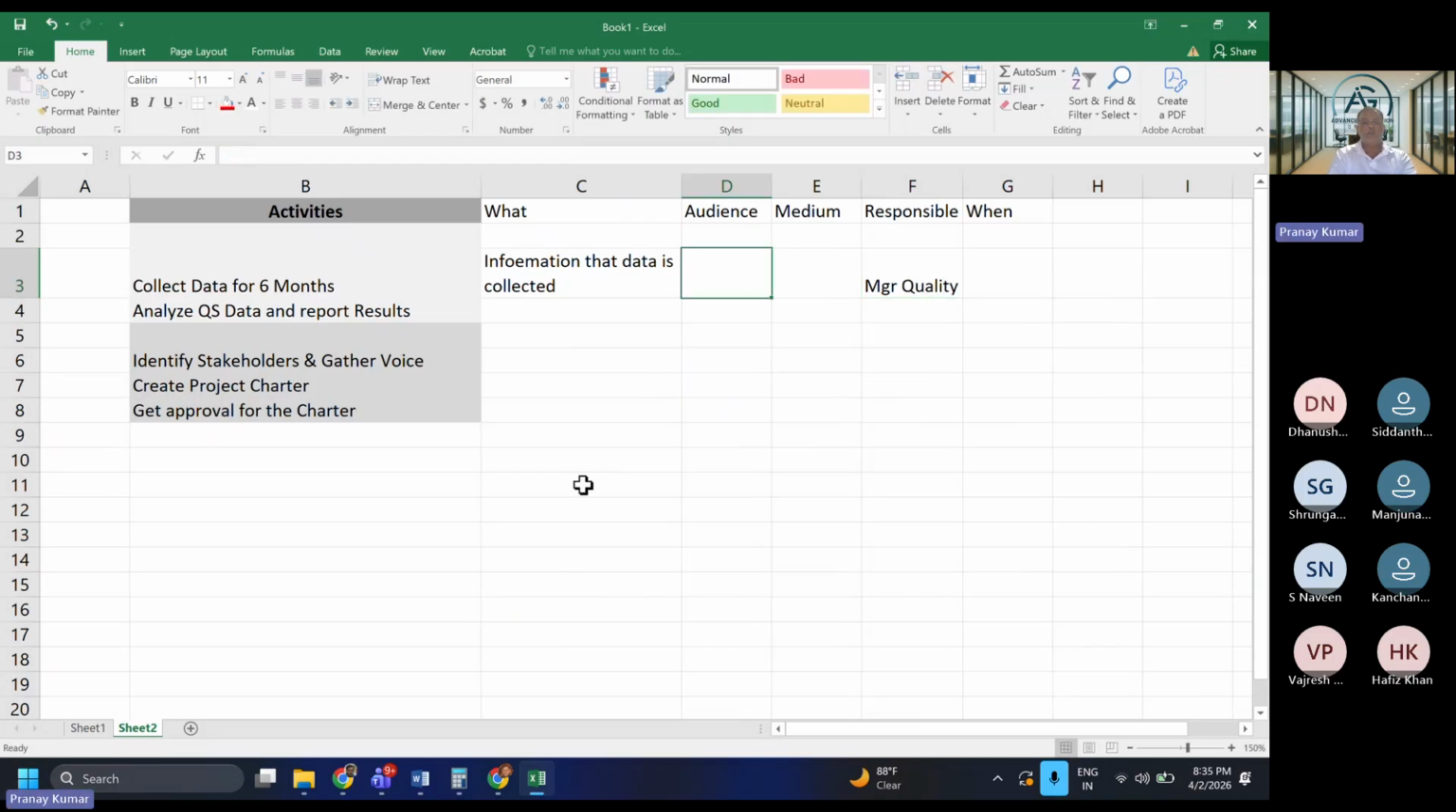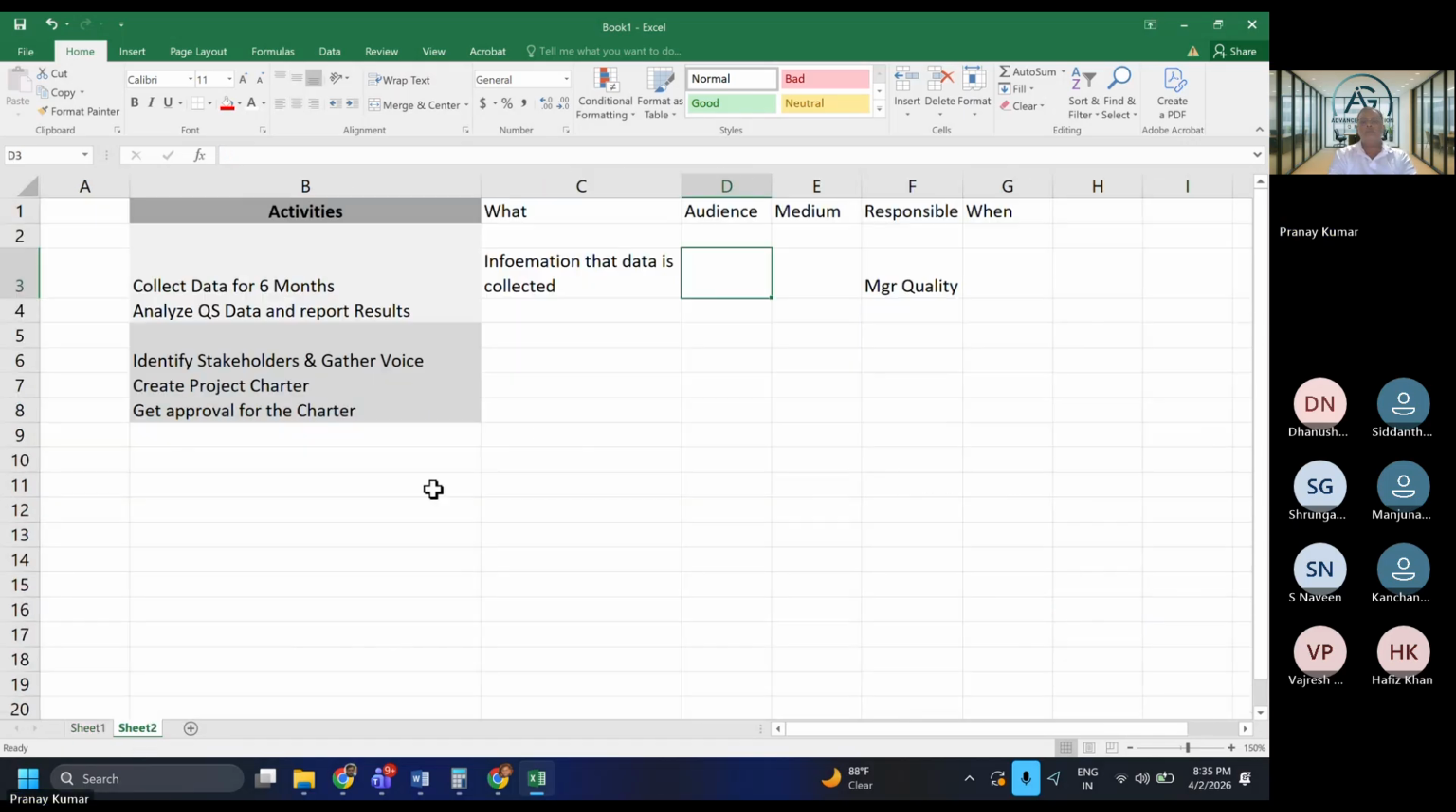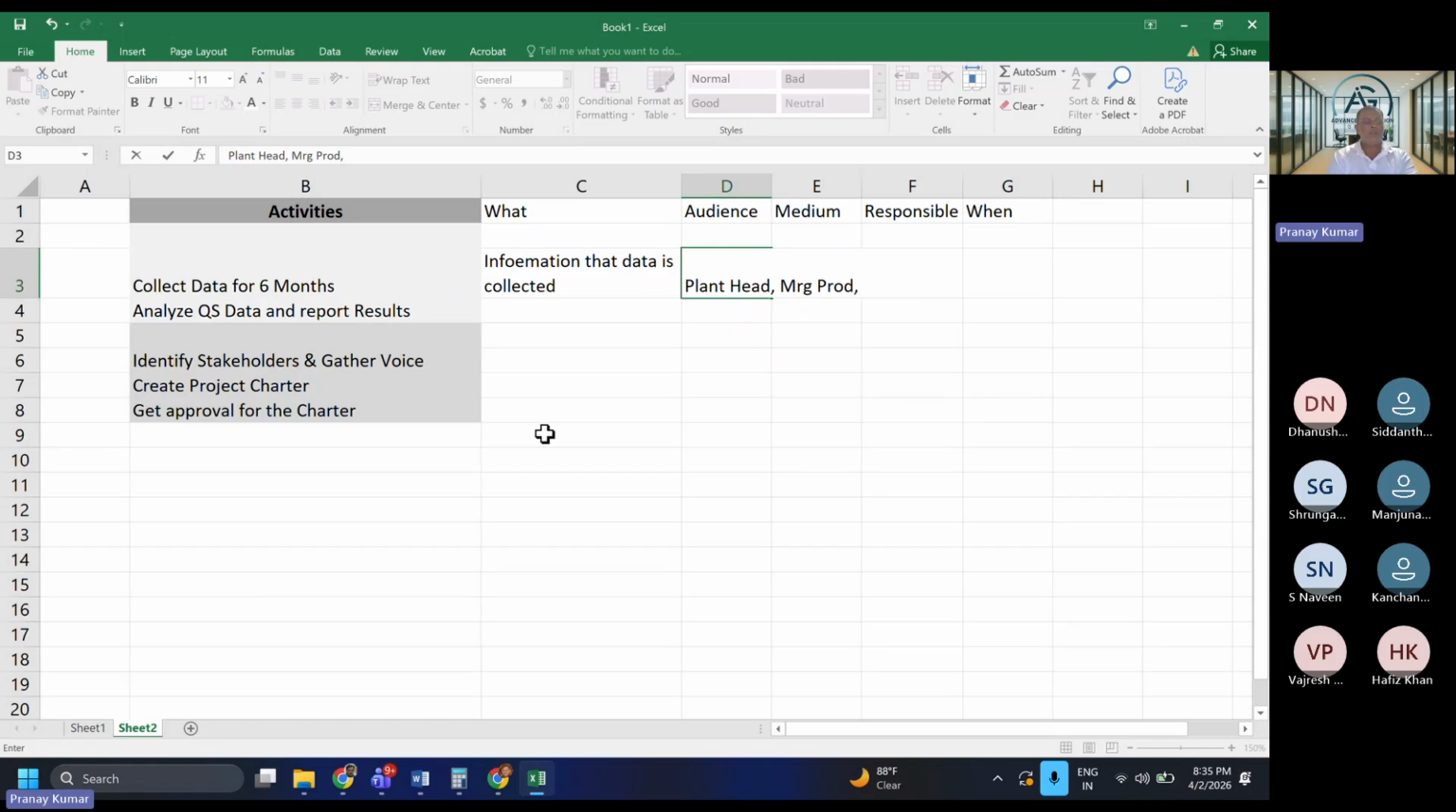Who do you need to inform? Go back to your sheet. You said plant head, production manager, assistant manager production, and QA. Plant head, manager production, plant head. Who else? AM production.